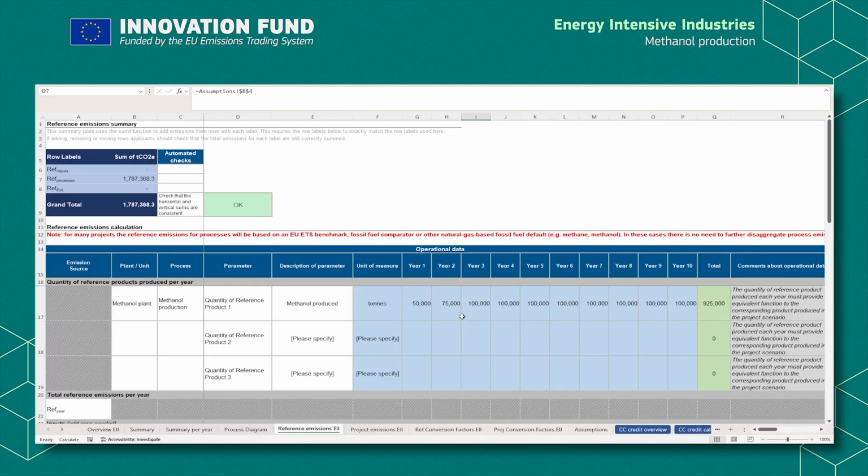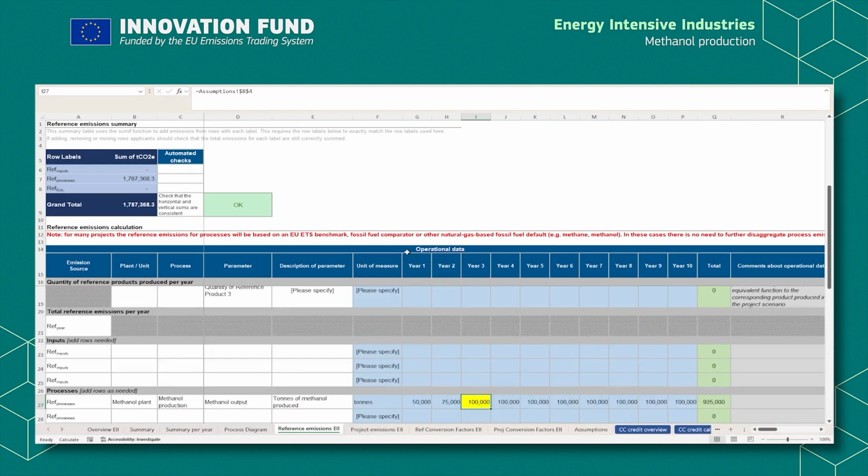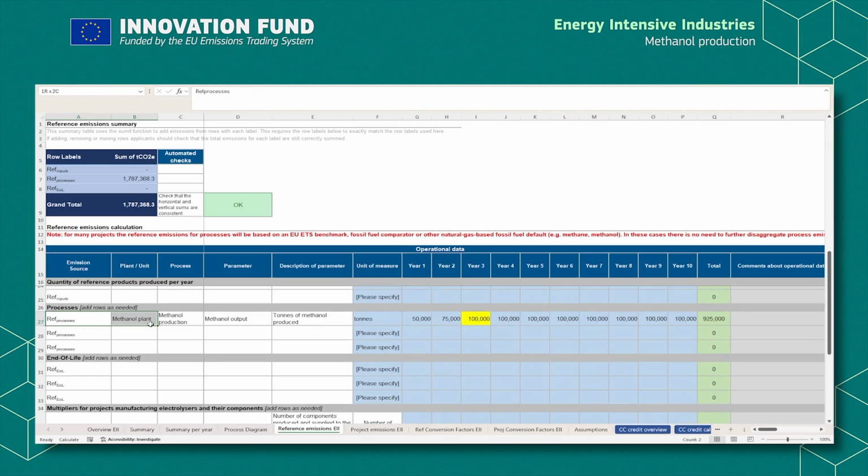Going to the Reference Emissions tab of the tool, we see that I have already prepared a row in the Processes section to include our methanol reference emissions data. First, we have data on the expected annual methanol production. I've highlighted the third year, which is the year our project is expected to reach full production.